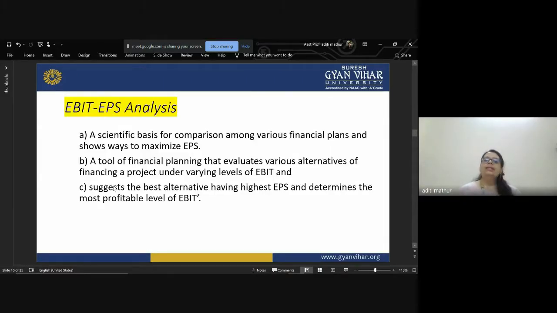So your EBIT-EPS analysis is a scientific base for comparison amongst various financial plans and shows ways to maximize your EPS. It is a tool of financial planning that evaluates various alternatives of financing a project under various levels of EBIT. This analysis also suggests the best alternative having the highest EPS and determines the most profitable level of EBIT. Right? So these are a few of the very important points which we should know when we study our EBIT-EPS analysis.